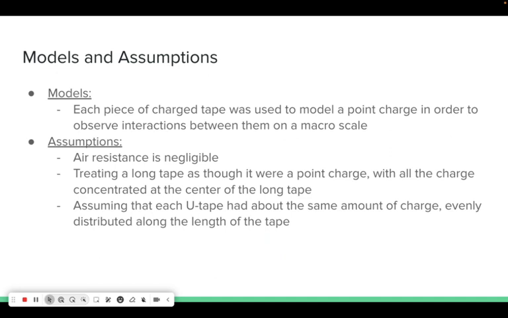My models and assumptions. My models: each piece of charged tape was used to model a point charge in order to observe interactions between them on a macro scale. For my assumptions, I assume that air resistance is negligible, treating a long tape as though it were a point charge with all the charge concentrated at the center of the tape, and assuming that each tape had about the same amount of charge evenly distributed along its length.